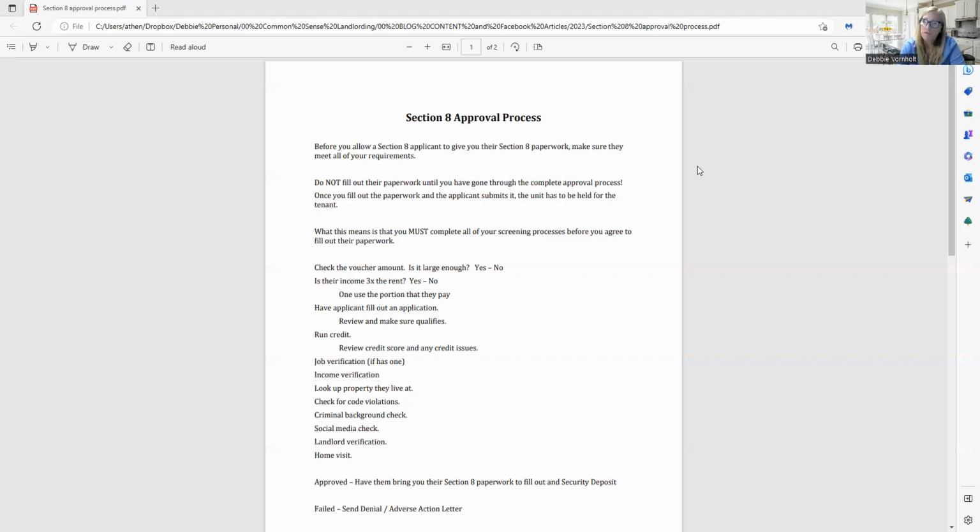So this is the basic process for approving anyone. And you need to go through these extra few steps with a Section 8 applicant because, again, once you fill out their paperwork, you have to hold that property for them. Now, Section 8 has gotten faster. It usually takes about a week now to get a Section 8 inspection here in Louisville, Kentucky.